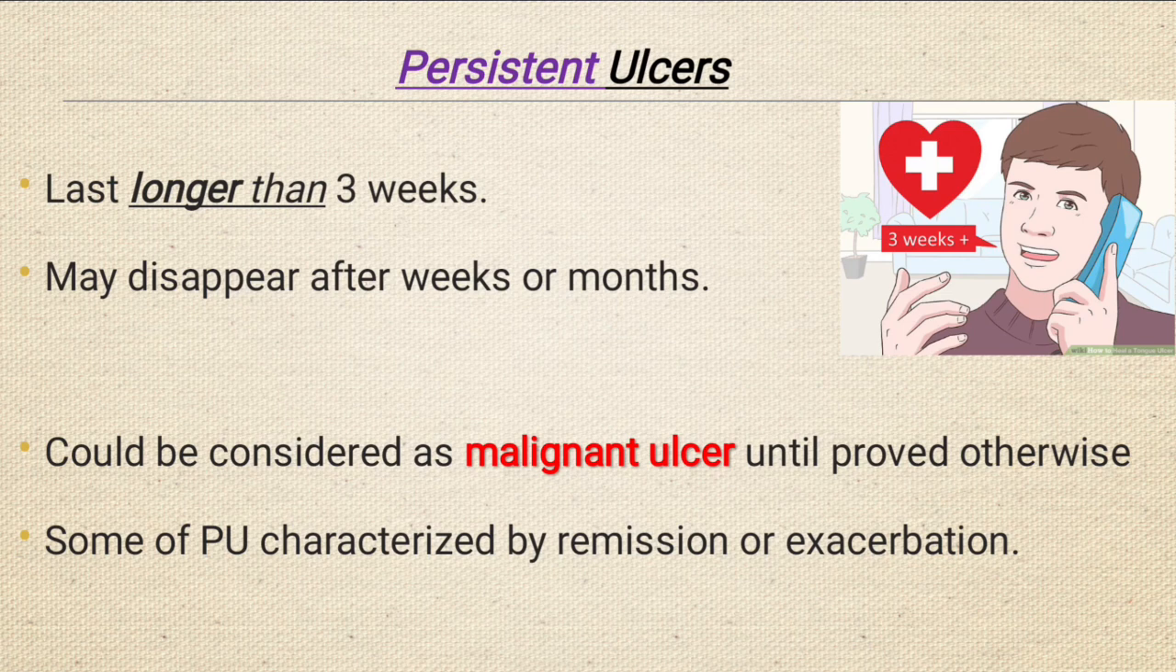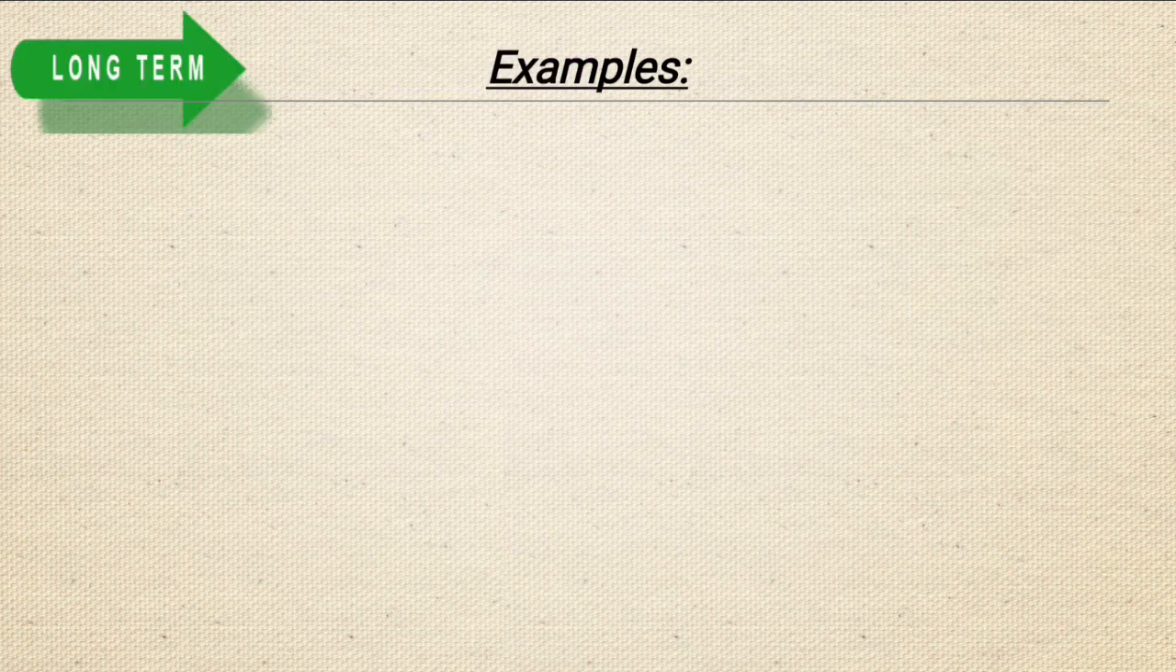Okay, some of the persistent ulcers are characterized by remission and exacerbation. So some ulcers will stay for 2 months or 1 month, for example, but it will regress, okay, and appear again in another episode. So remission and exacerbation appear again. Examples for those long-term ulcers are related to chronic diseases, basically bullous diseases, which are pemphigus vulgaris, bullous pemphigoid, and mucous membrane pemphigoid. Also, lichen planus erosive form and lupus erythematosus.